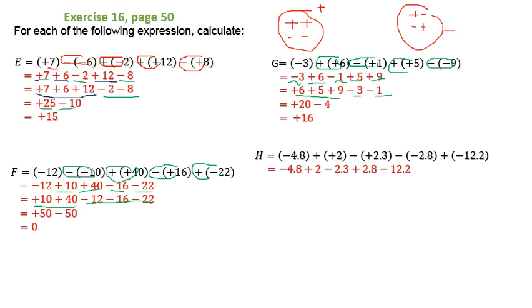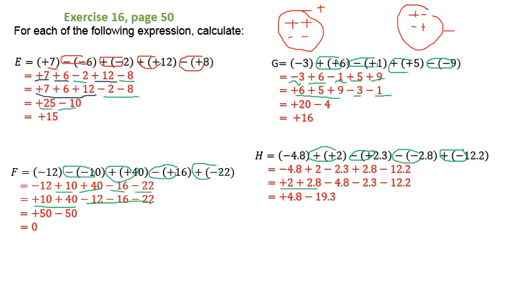H, on the line I should write minus 4.8. We have the same sign, so it's plus 2. Opposite signs, minus 2.3, same sign, plus 2.8. Different signs or opposite signs, so minus 12.2. Now put the positive numbers first. We have plus 2 plus 2.8, then the negative numbers.